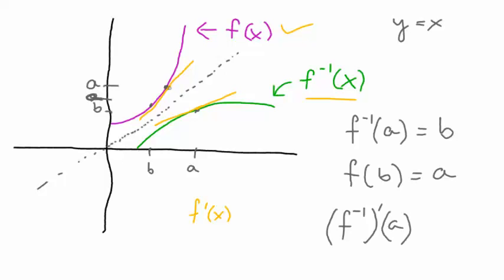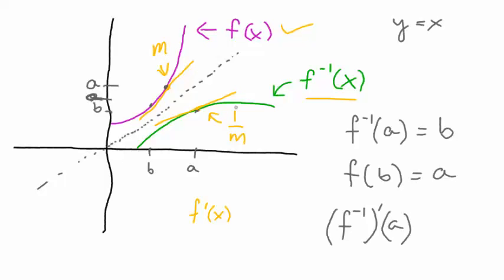Now, the relationship between this tangent line and the slope of this tangent line is simple. We're going to say that the slope of this tangent line is m. As long as these two are inverses of each other, the slope of this tangent line is the reciprocal of the slope of this tangent line. In other words, it's going to be 1 over m. So all we have to do really is find m.